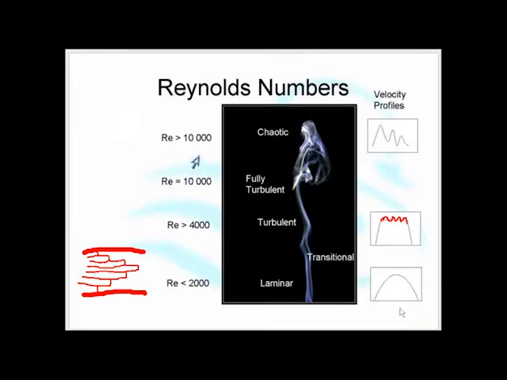Anything above 10,000, and we're into what's called chaotic. The main thing that characterizes chaotic flow is that some of it goes backwards. Chaotic flow is some flow forward, some flow backwards, and some flow just going around in circles. That's chaotic flow. It's all over the place. It's chaos. So these are the levels we're looking at. We've got laminar flow, turbulent flow, and chaotic flow.